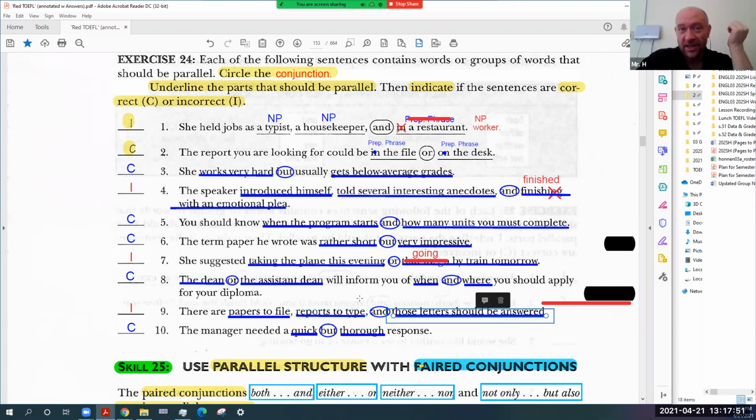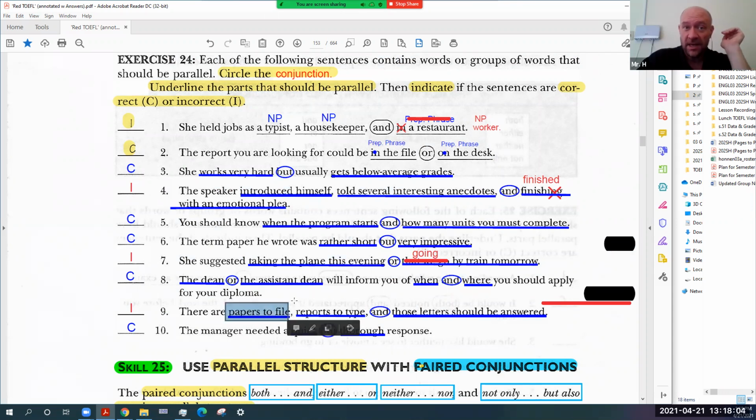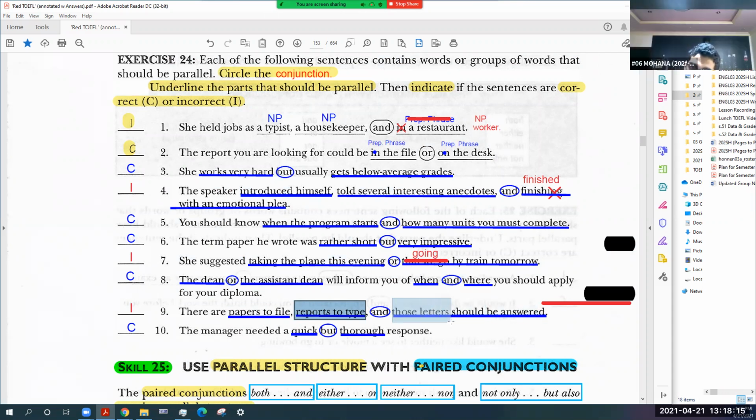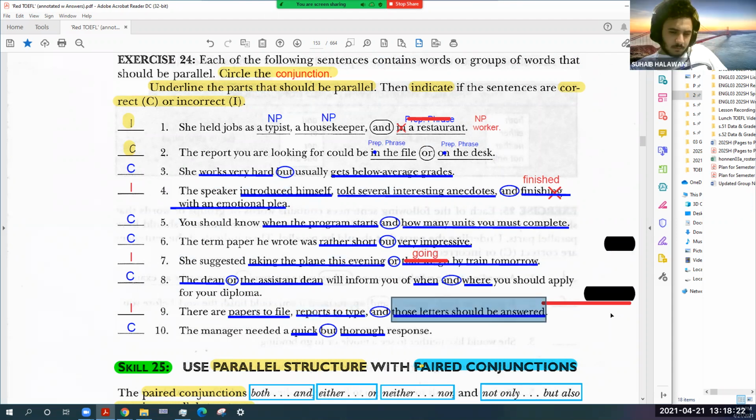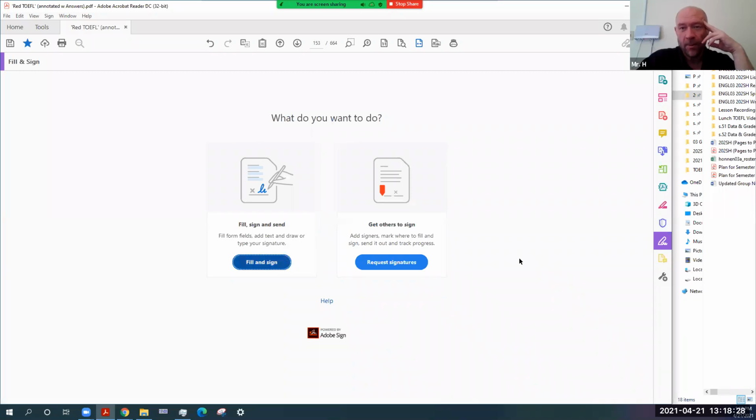But is this parallel? Is there balance here? What do we have on the left? First one, infinitive. It's a noun plus infinitive. Another noun plus infinitive. But what is this? It's a passive. It's a subject, those letters, and a verb. So it's a sentence, right? So I think we need to fix something. What do you think I should do?